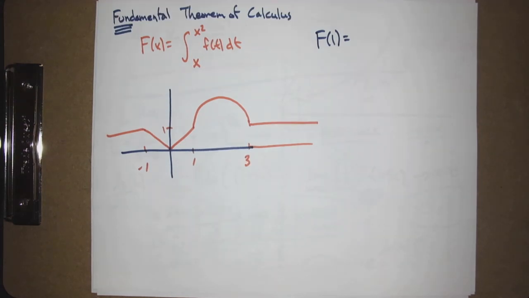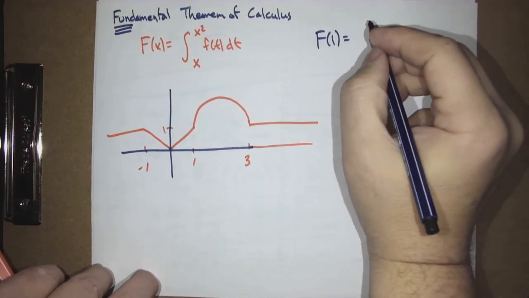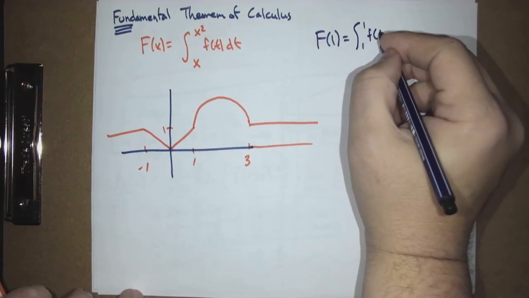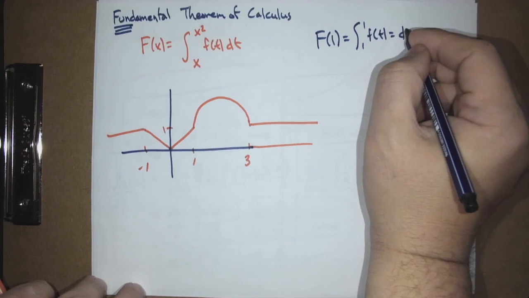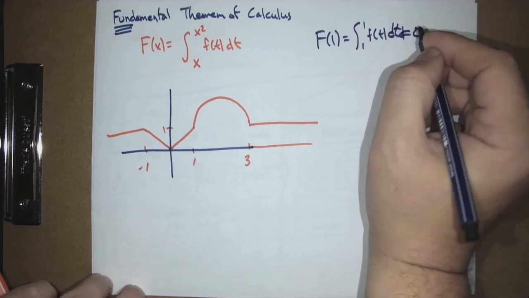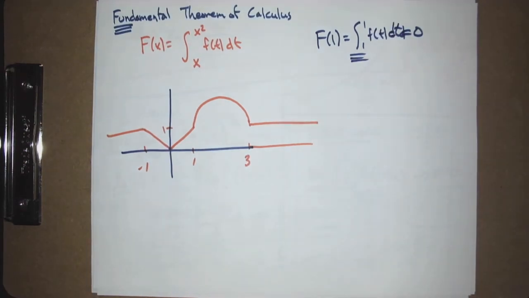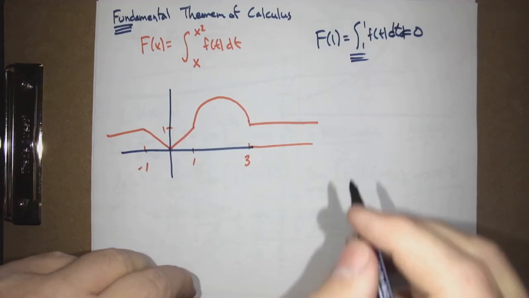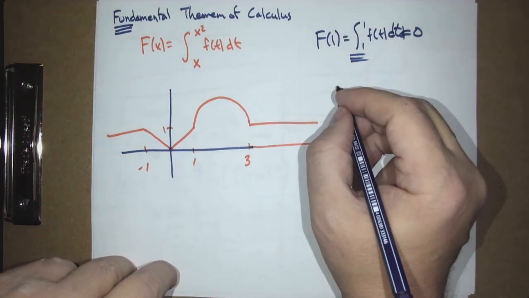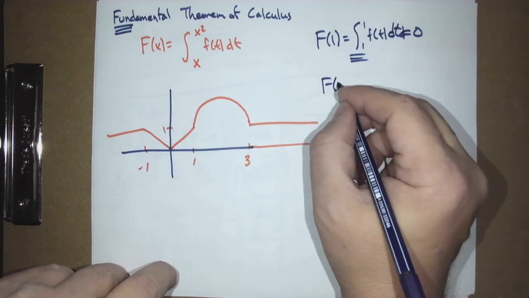Sorry, what? I heard somebody from the middle. It's the integral from 1 to 1, which gives us 0. Yes, if your bounds ever match, 0 is the outcome. Okay, what is f of 2?